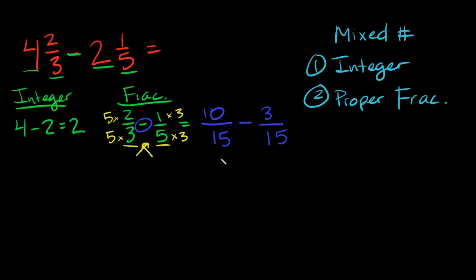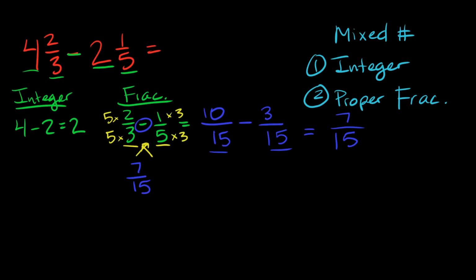As you can see, now we have the same denominator, right? So now this is a lot easier to solve. We're going to have a 15 in the denominator for our answer, and then we're just going to do 10 minus 3. What's 10 minus 3? That's just 7. So 2/3 minus 1/5 is equal to 7 over 15.